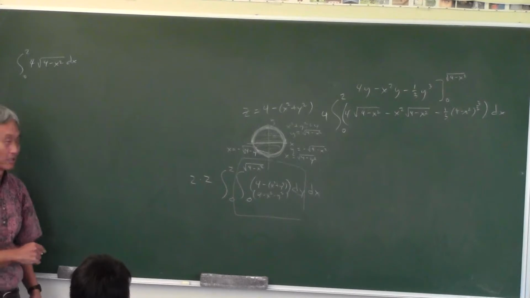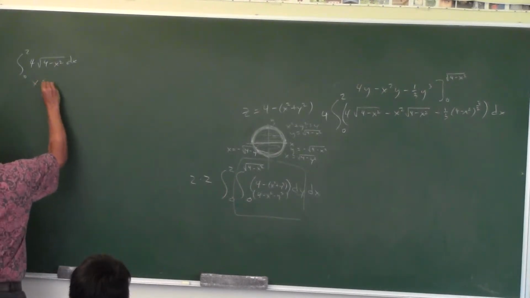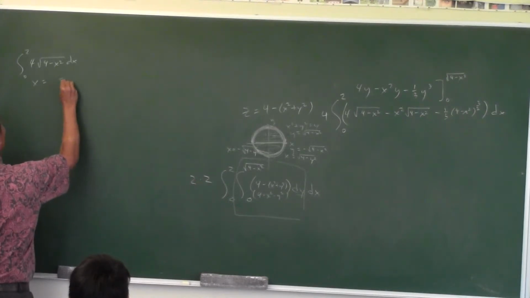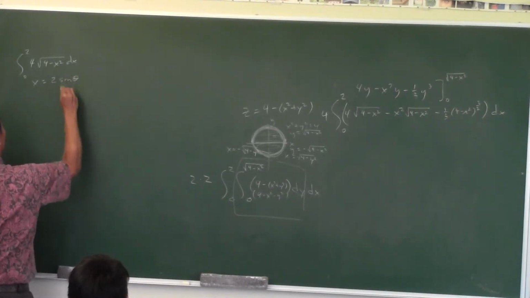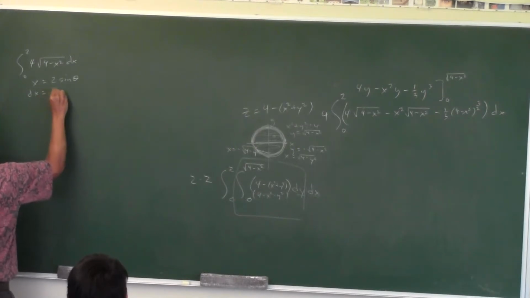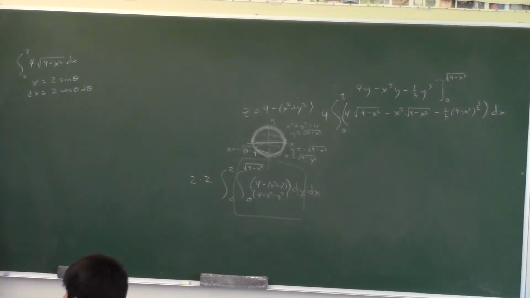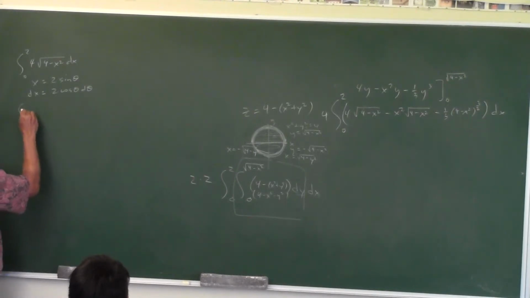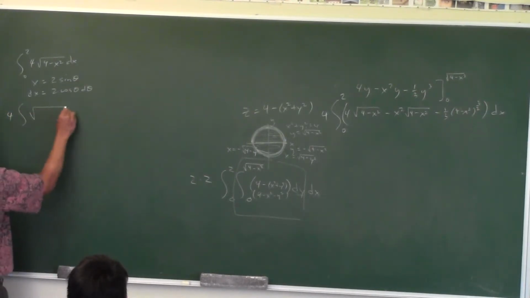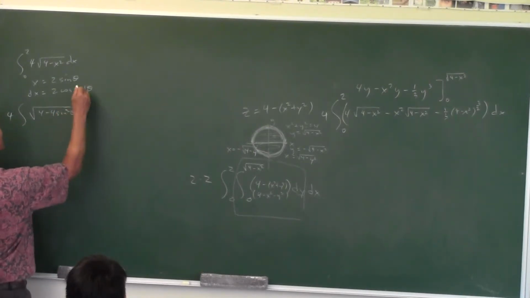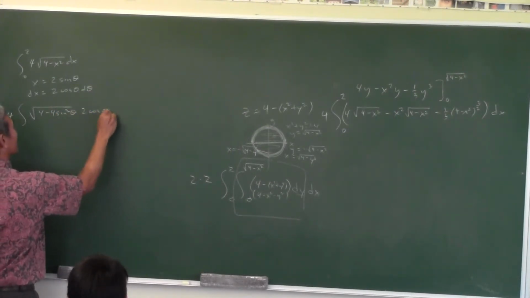Yes, trig substitution. So x equals 2 sine theta. Therefore, dx is equal to 2 cosine theta d theta. You guys better be good at your integrating techniques. So, you got 4. I'm going to throw the 4 outside here, square root of 4 minus 4 sine squared theta times dx, which is 2 cosine theta d theta.